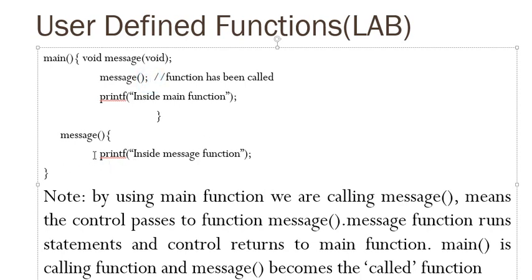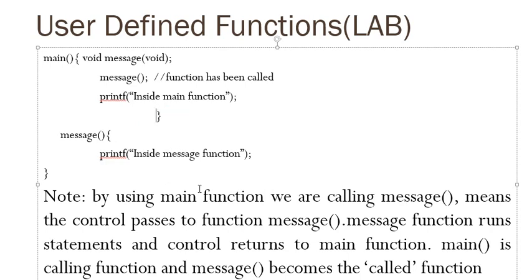When the body of the message function has been executed, control will be passed back to the main method where it was passed from. So here it will be resumed. Then the printf statement inside the main function will be executed. Then the program ends here.